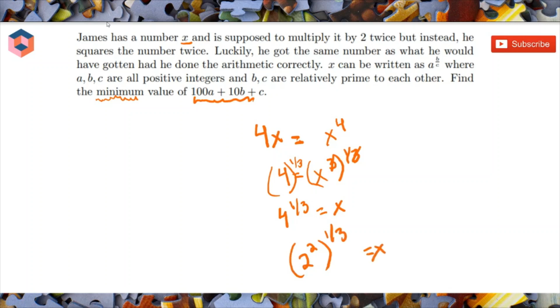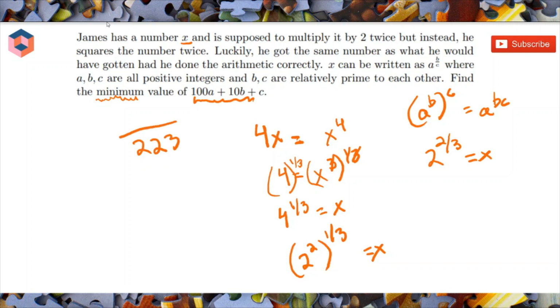Whenever we have something like a to the power of b to the power of c, this is the same as a to the power of b times c. So this is the same as 2 to the power of 2/3 equals x. Now a equals 2, b equals 2, c equals 3. I don't see any way to simplify this further, so our answer would be 223. Let's move on to the next problem.